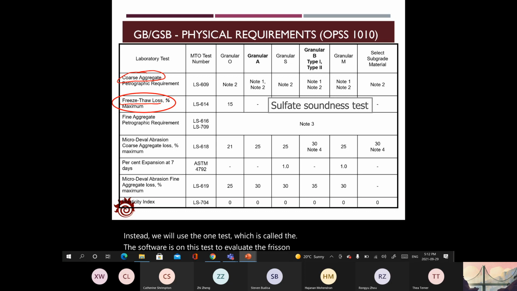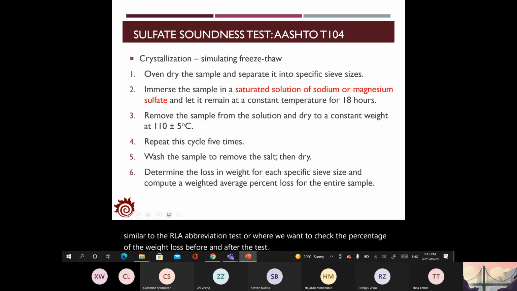loss. And this would be very similar to the LA abrasion test, where we want to check the percentage of the weight loss before and after the test. The procedure of the sulfate soundness test is defined in the LS-614 test 104. Basically, you will try to generate some crystallization in the aggregates to simulate the freeze-thaw cycle.